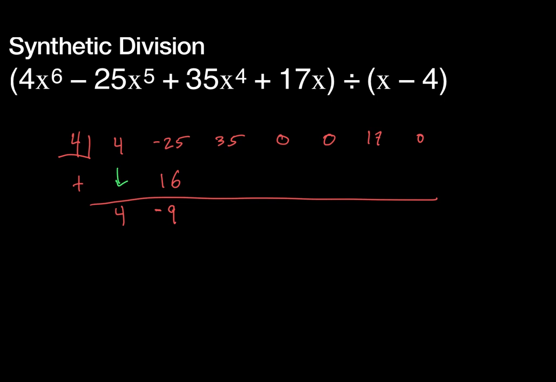Negative 25 plus 16 is negative 9. And then I multiply. 4 times negative 9 is negative 36. I add, that's negative 1. 4 times negative 1 is negative 4. I add, that's negative 4. 4 times negative 4 is negative 16. And I add.